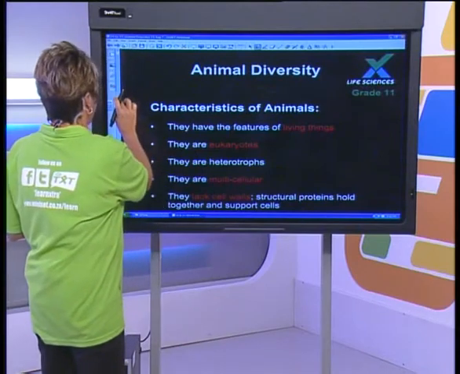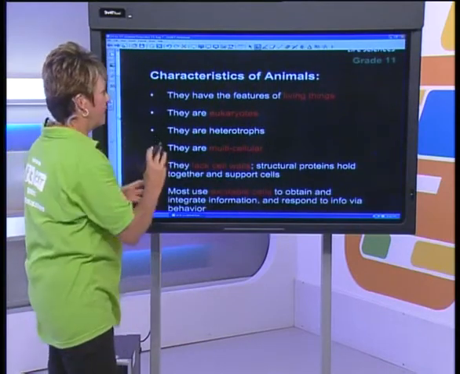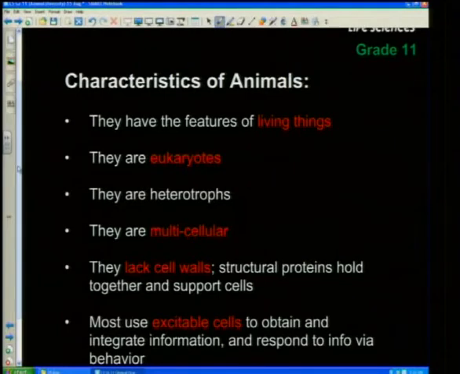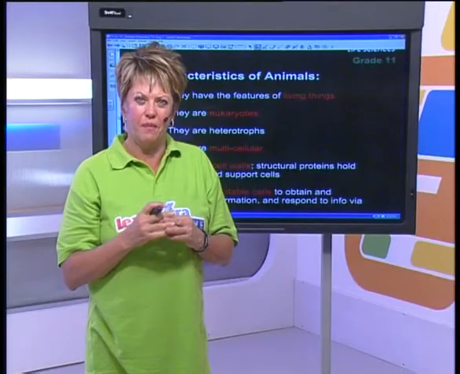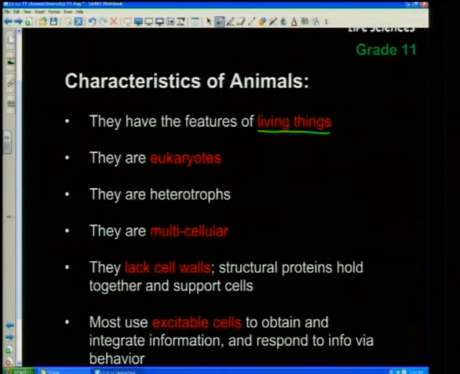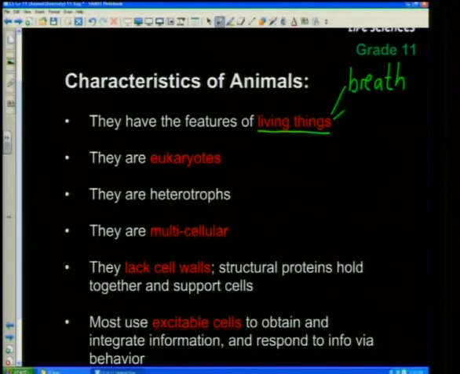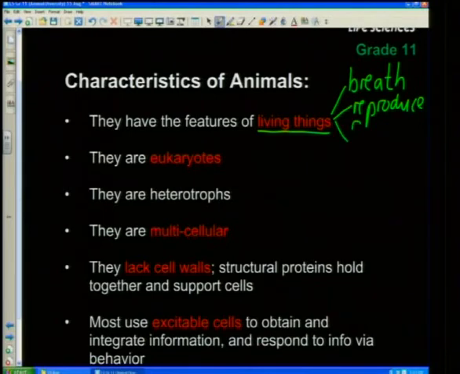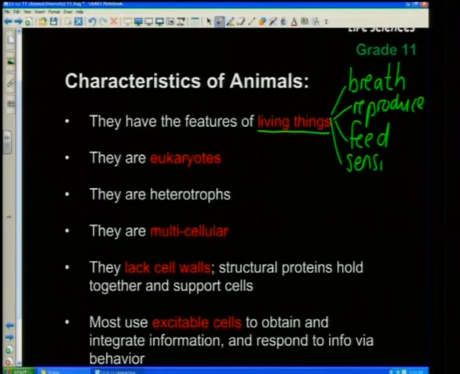First of all, we have to look at the characteristics of animals and see why this group of animals belongs to the kingdom Animalia. Now, first of all, they have the features of living things. In primary school, I think you've learned that these characteristics are things like animals can breathe, they can reproduce. They can feed, which means that they are eating food. They are sensitive to the environment, which means that they react to the environment.